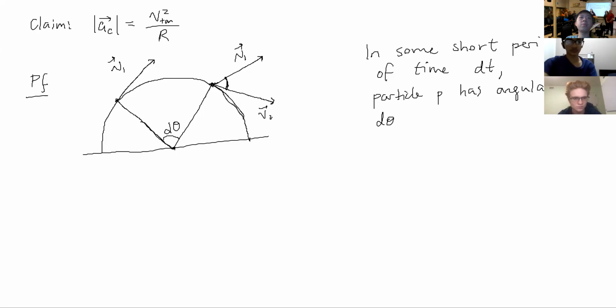Oh, and by the way, in this moment of time the velocity is going to change. So we're going to take V2 minus V1, the vector V2 minus V1, and we're going to call this dV for the instantaneous difference in between the velocities. And the radius is r.